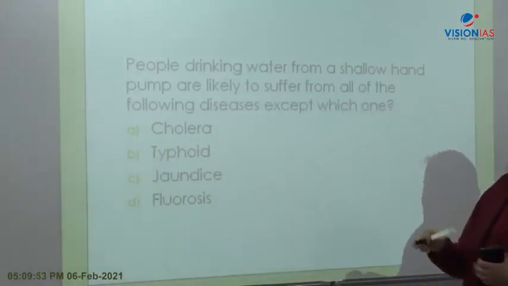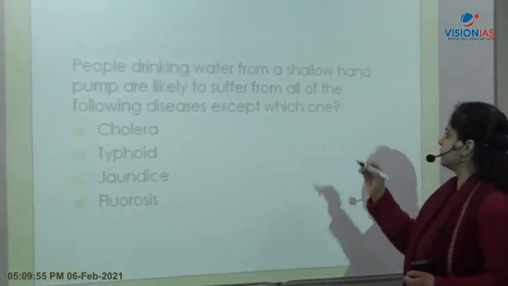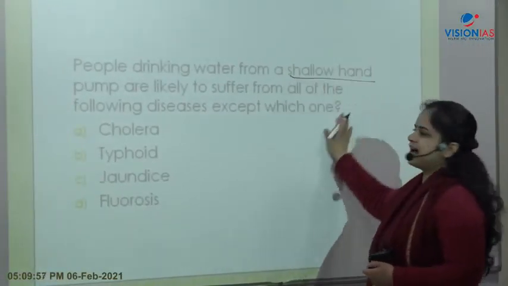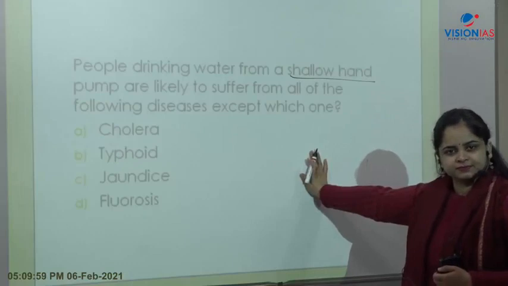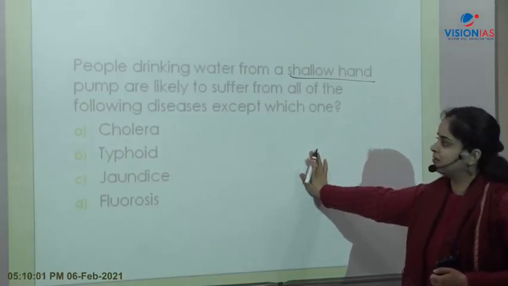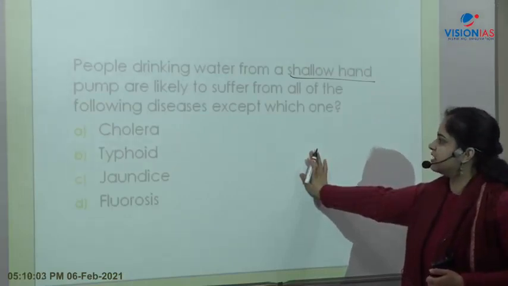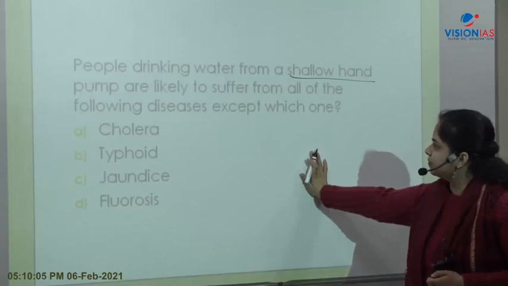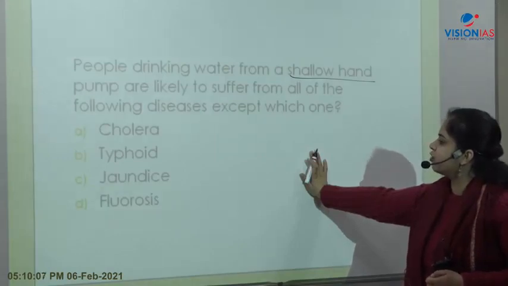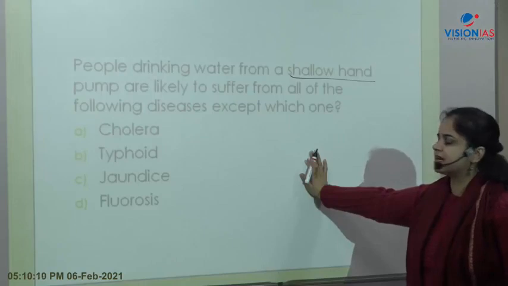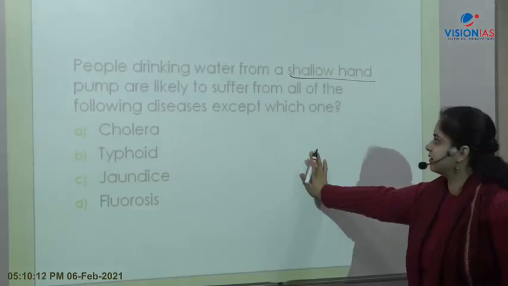So in this question, there is one specific point, a shallow hand pump. People drinking water from this shallow hand pump are likely to suffer from all of the following diseases except which one, right?